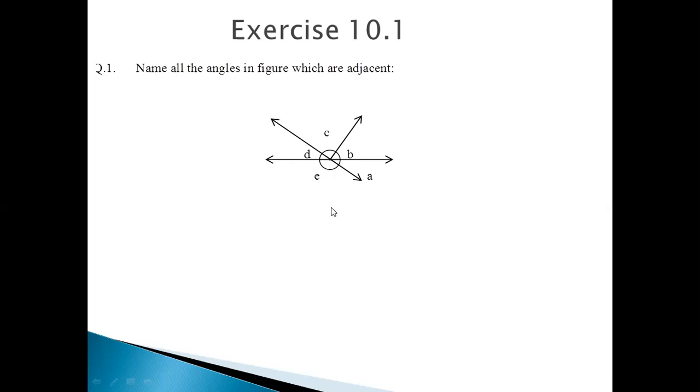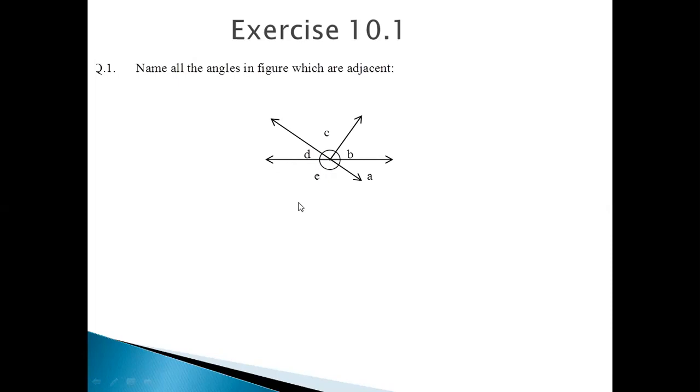And in junior classes, you already studied that the sum of the interior angles of a triangle is equal to 180°. Means if you have a triangle, the internal angles A, B, C, their sum will be equal to 180°. Now come to the exercise. Name all the angles in the figure which are adjacent. Adjacent angles, by definition we studied, have one common arm and their vertex is at the same point.